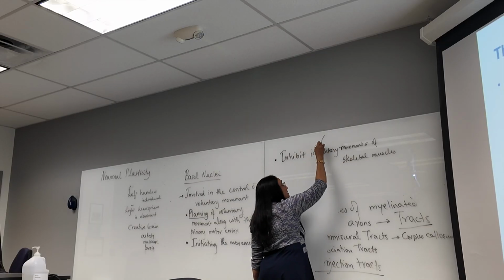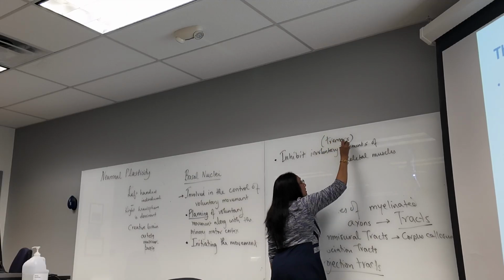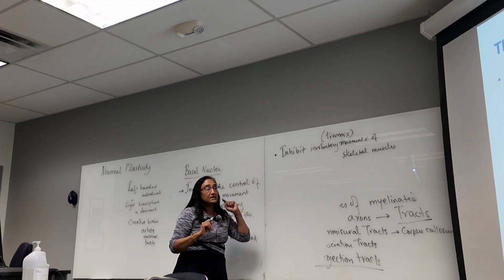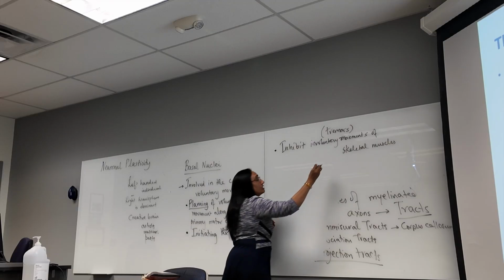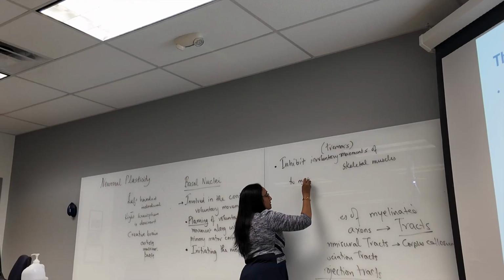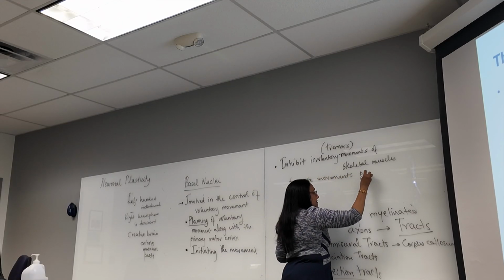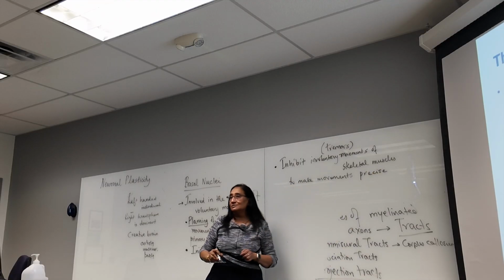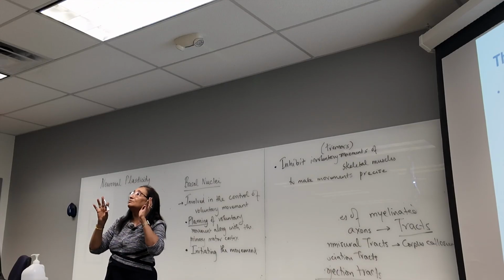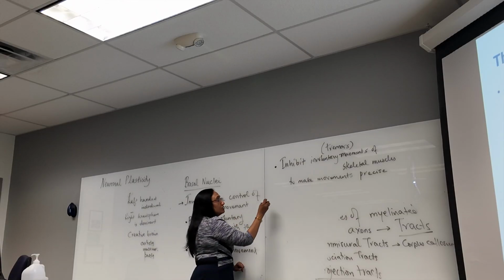If you're not sure what involuntary movement means, you can write down tremors, shaking, unnecessary shaking of the muscles. That is involuntary movement. Okay? Involuntary movements of skeletal muscles to make movements precise. So the movement is very precise and accurate. There's no unnecessary movement which might hamper the actual voluntary movement.